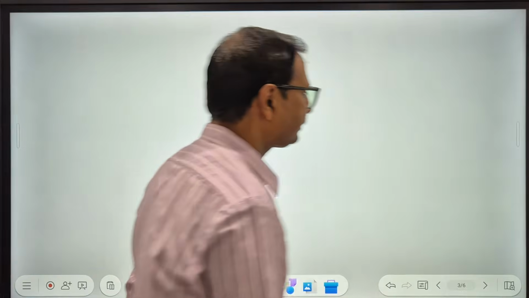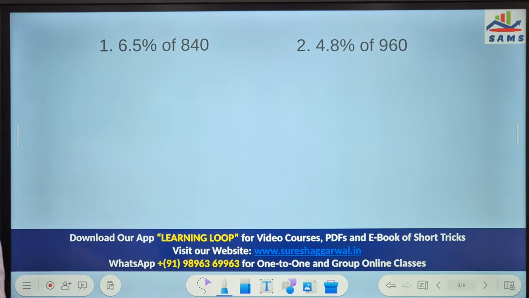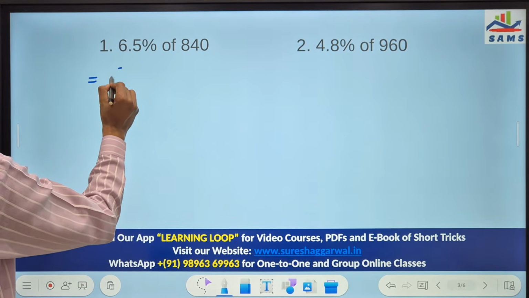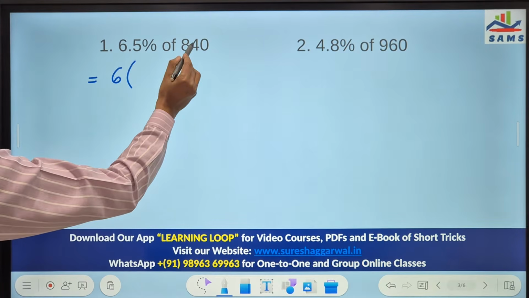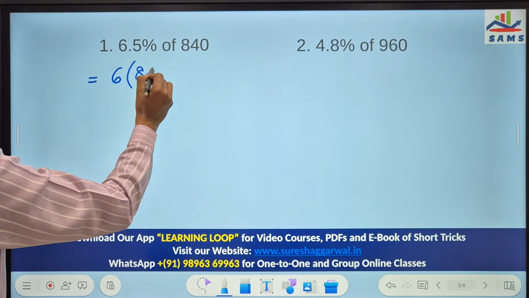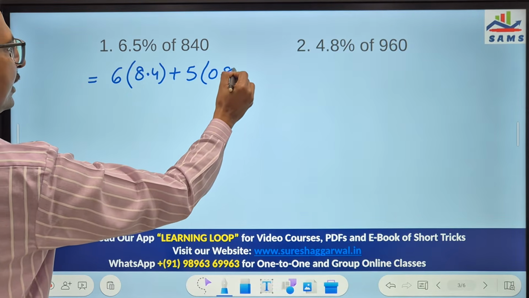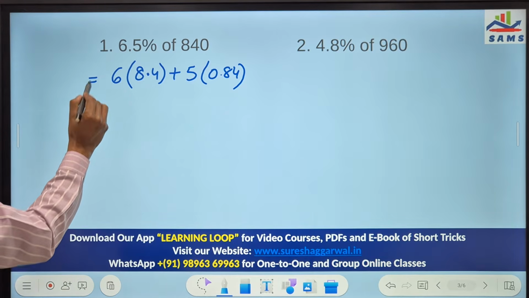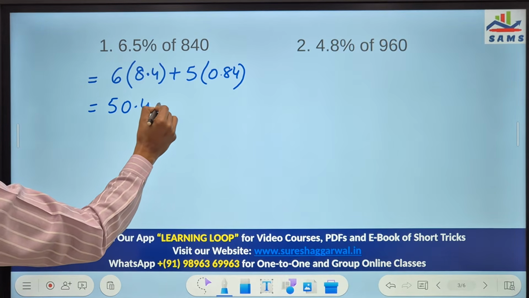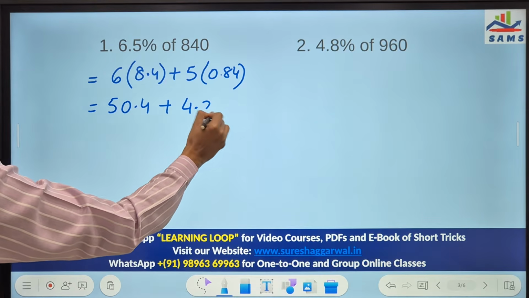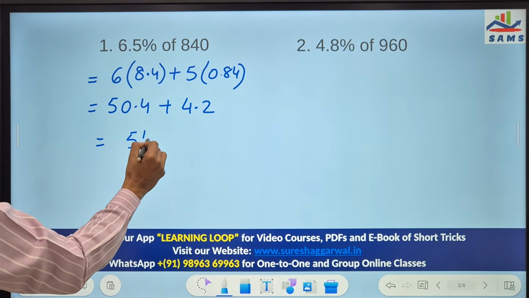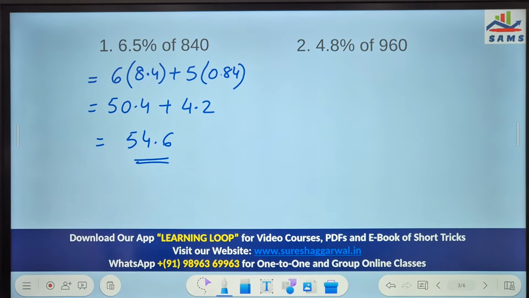I'll show you how. See, let's have the question of 6.5% of a number like 840. Now all I have to do here is to do 6 times 1%. So 1% of this is 8.4 plus 5 times 0.1%, which is 0.84. Now if you multiply this, you get 50.4. You multiply this, you get 4.2. Just add them, you get 54.6 as the answer for the question. 6.5% of 840 is 54.6.